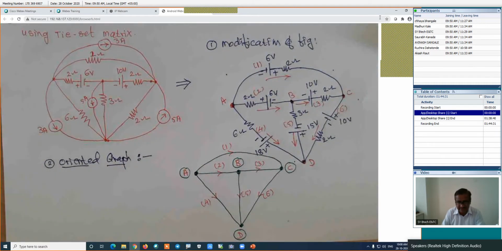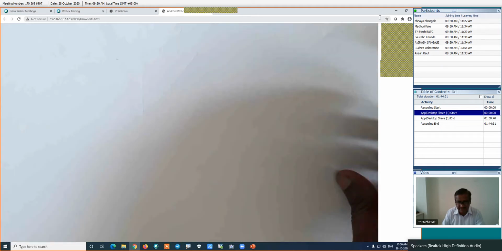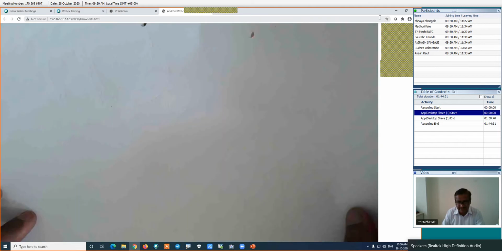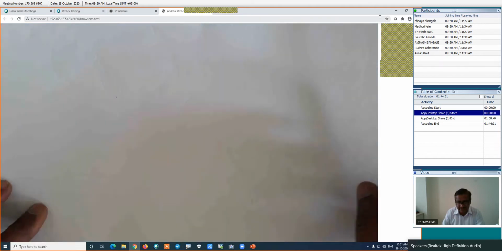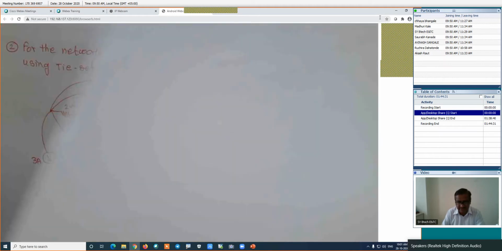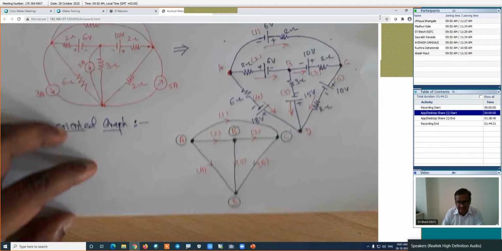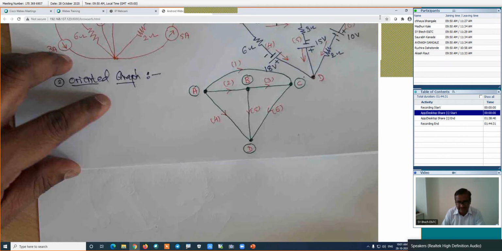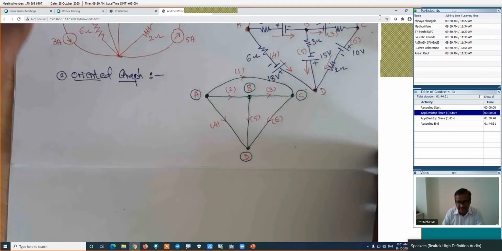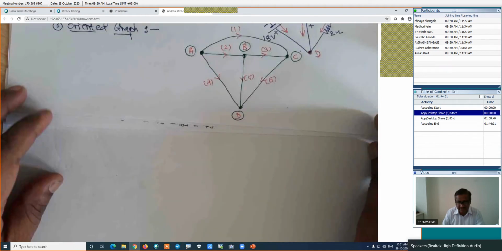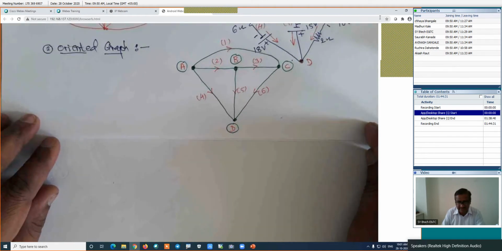Here we will use the third step to be exact, that is preparation of the Triset matrix or first Trisets. Is it right? Now this is the oriented graph. What I will do, I will use the next step, which is step number 3. This is the oriented graph we have.